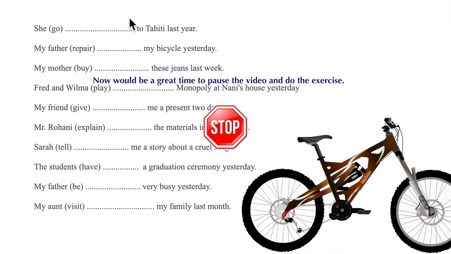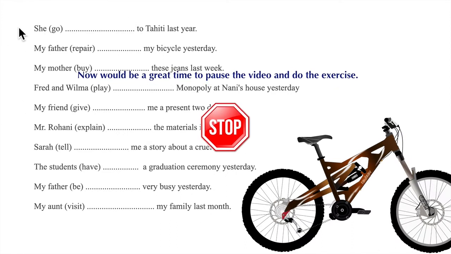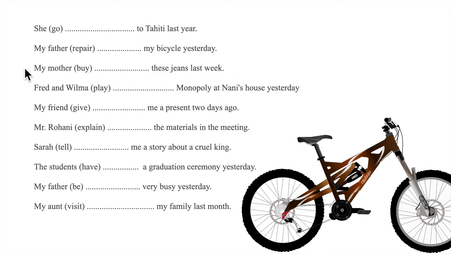Okay, still more. I told you there were going to be plenty of practice things to do. So stop for a minute, give it a try. You have to supply the word this time. Okay, past tense of go is, you're right, it's went. She went to Tahiti last year. I really want to go to Tahiti. That would be so nice.